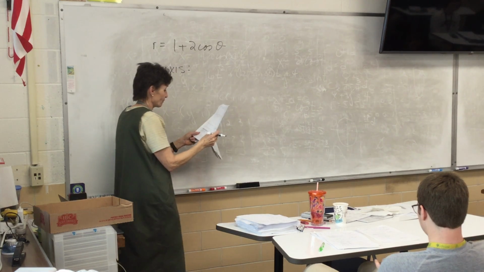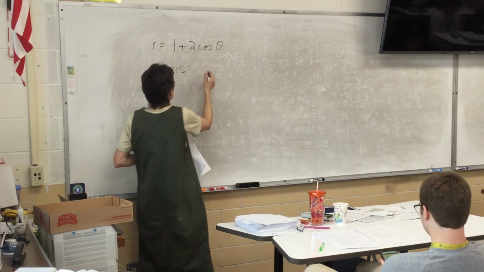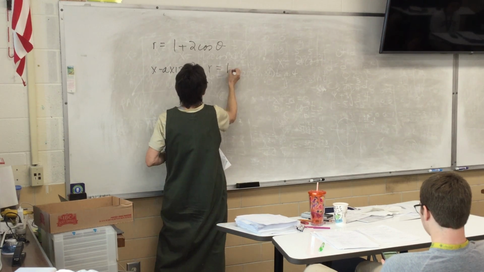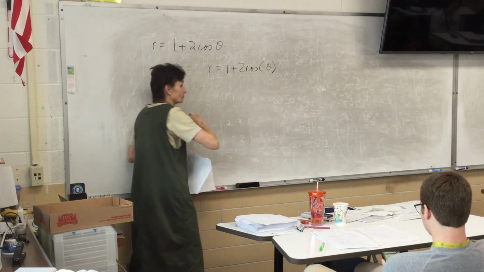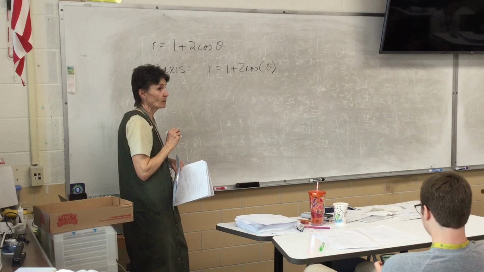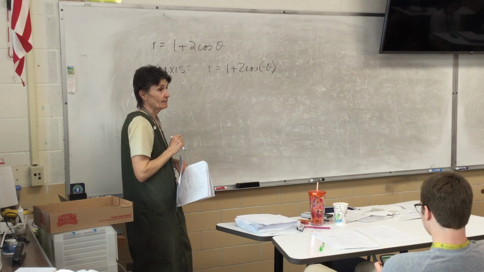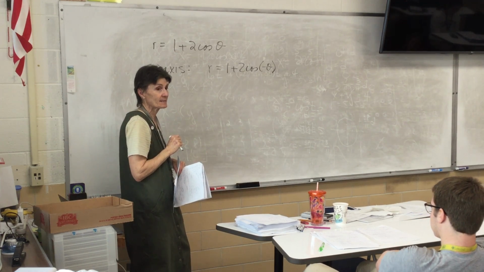The first test for the x-axis says, put in a negative theta into your equation. So r equals 1 plus 2 cosine negative theta. All right? What happens when you take the cosine of a negative theta? What happens to that negative? It disappears. Cosine is even.